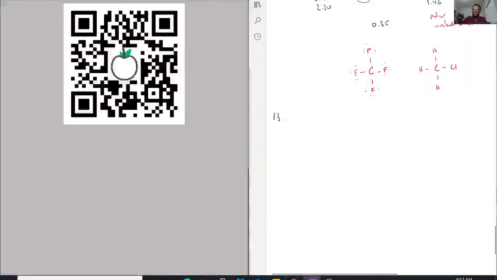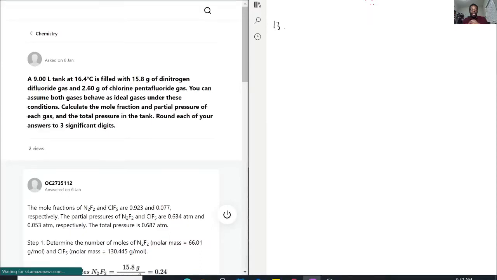So now question number 13. We have it asking us today, a 9-liter tank at 16.4 degrees Celsius is filled with 15.8 grams of dinitrogen difluoride gas, so that's N2F2, and 2.60 grams of chlorine pentafluoride gas. You assume both gases behave as ideal gases under these conditions. Calculate the mole fraction and partial pressure of each gas and the total pressure of the tank. And then we need to round our answers to 3 significant digits.